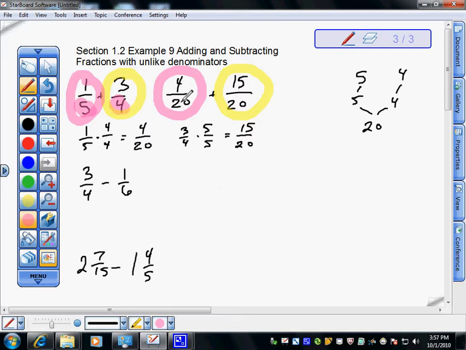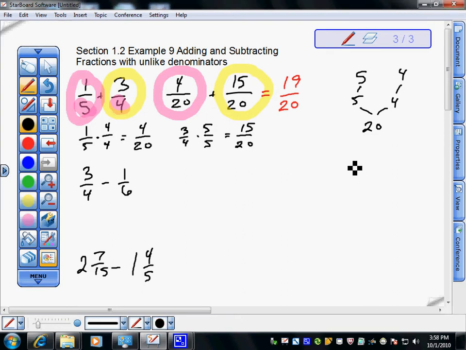1/5 comes in the form of 4 over 20 plus 15 over 20, and now I'm able to just add them straight across. 4 plus 15 makes 19, and the 20 plus, no, it's not 20 plus 20, that's my denominator, so the denominator just stays the same, so I keep my 19 over 20. Same thing is going to happen here. I have 3/4 minus 1/6.